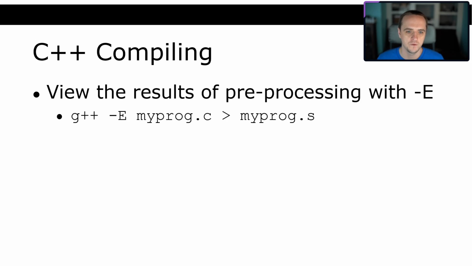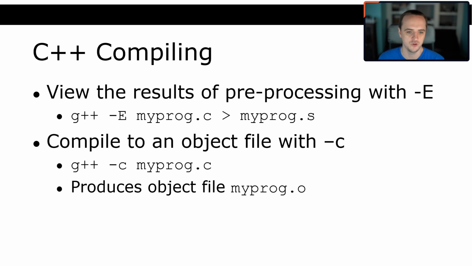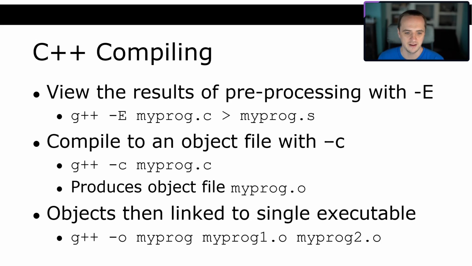If you want to view the results of the preprocessor, you can do that with -E. So you can say g++ -E myprogram.c and then pipe that into a file. And then if you want to compile it into a standalone object file, you can do that with the -c command. And then you can link together multiple object files with g++ and specifying the multiple object files, okay? This is done for you by the makefile that we've created. If you want to go into more detail on that, please go look up more on the C++ compilation process.